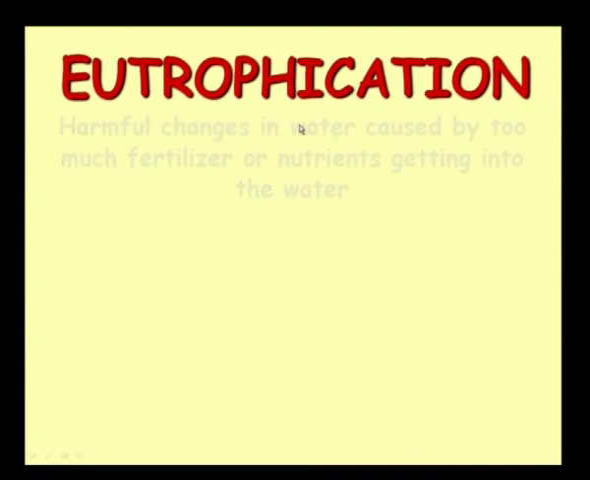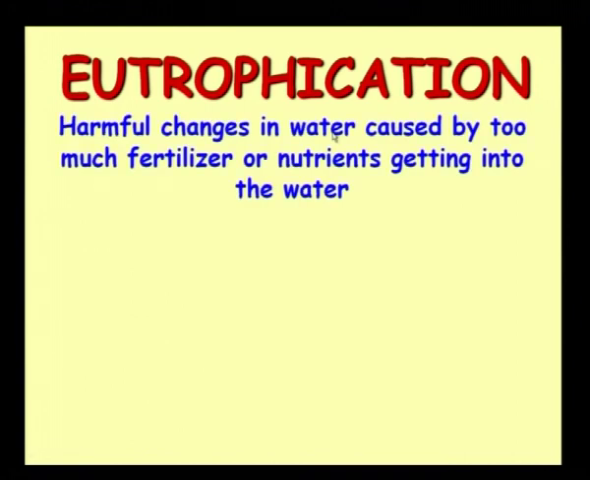First, let us see what is the meaning of eutrophication. The harmful changes in water caused by too much fertilizer or nutrients getting into the water is called eutrophication. For example, in any water ecosystem, when too many nutrients, such as fertilizer, phosphorus, nitrogen, etc., accumulate, what will happen? The water starts contaminating, and that process is called eutrophication.